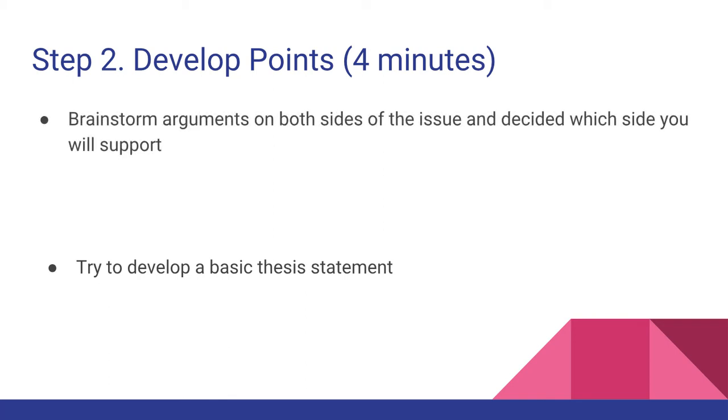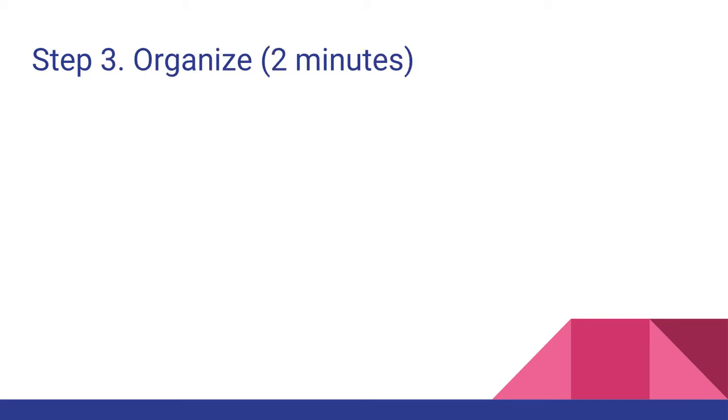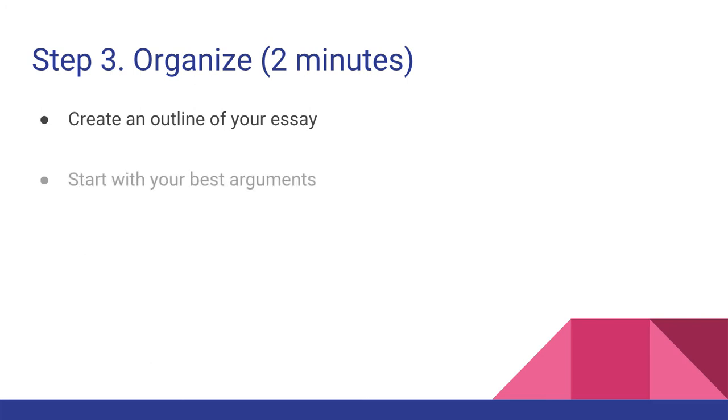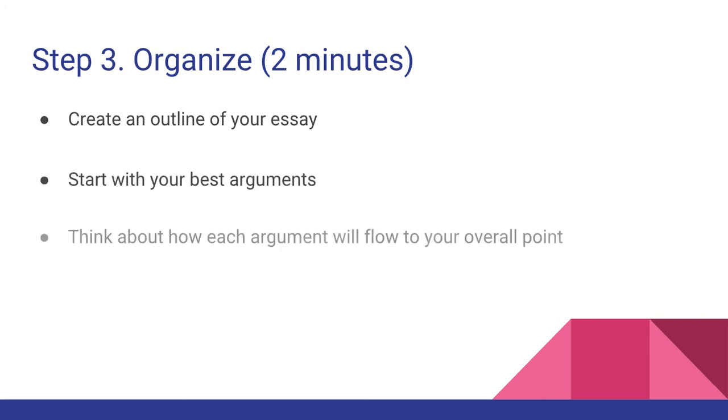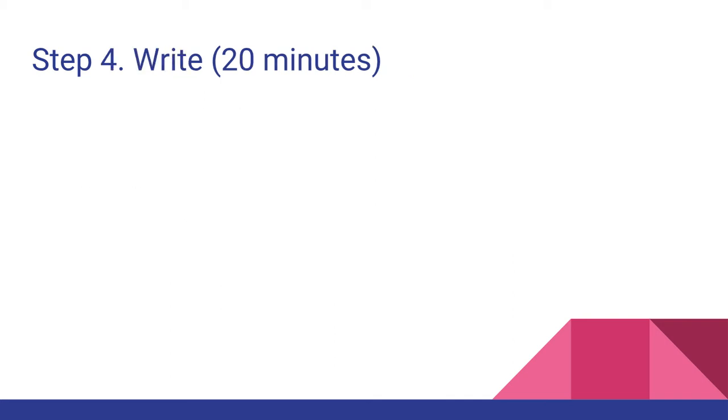Step 2 is you want to develop points. Brainstorm arguments on both sides of the issue and decide which side you will support. Assess the specific prompt requirements and try to develop a basic thesis statement. Number 3 is organize. Create an outline of your essay, start with your best arguments, and think about how each argument will flow to your overall point.